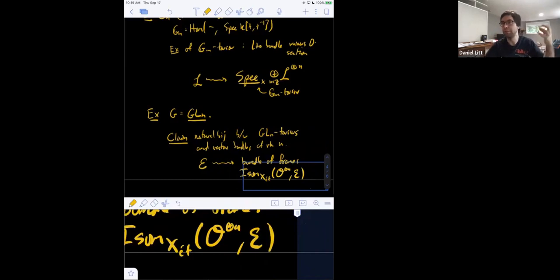So what that means is its value on some cover U is the set of isomorphisms between the trivial vector bundle and E over U. So that's what it is as a sheaf. Okay, and it's not totally obvious from this description that this is actually a sheaf. Then the claim is that this is a natural bijection. Are there any questions about that?